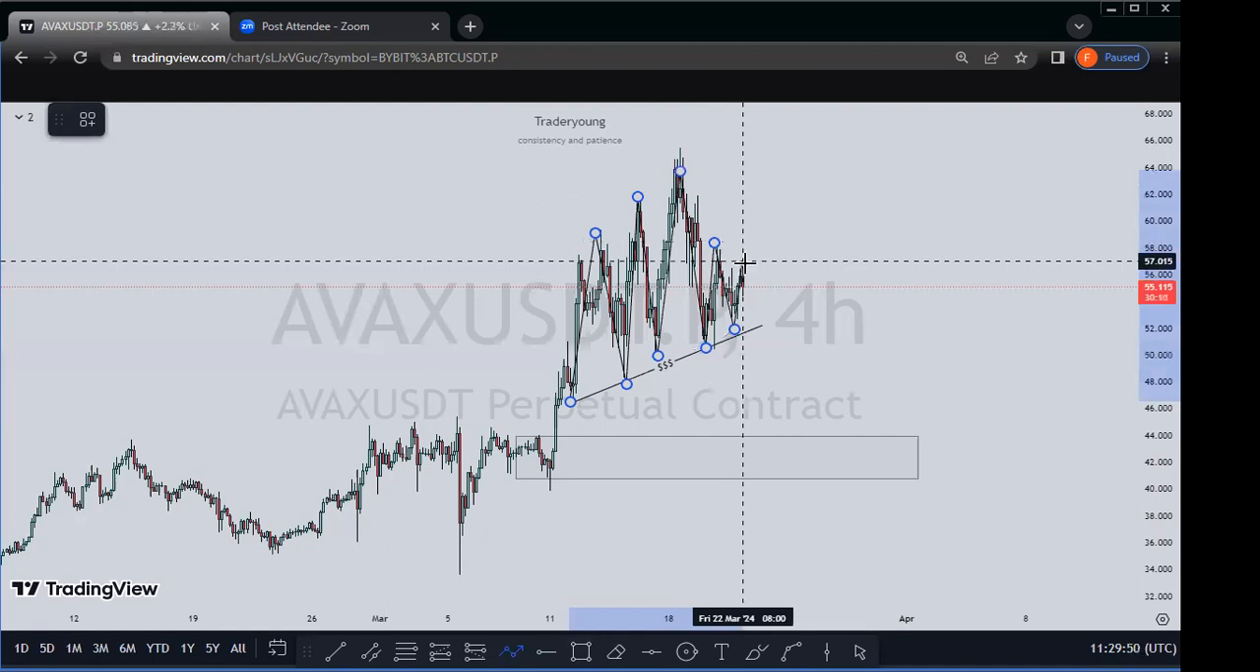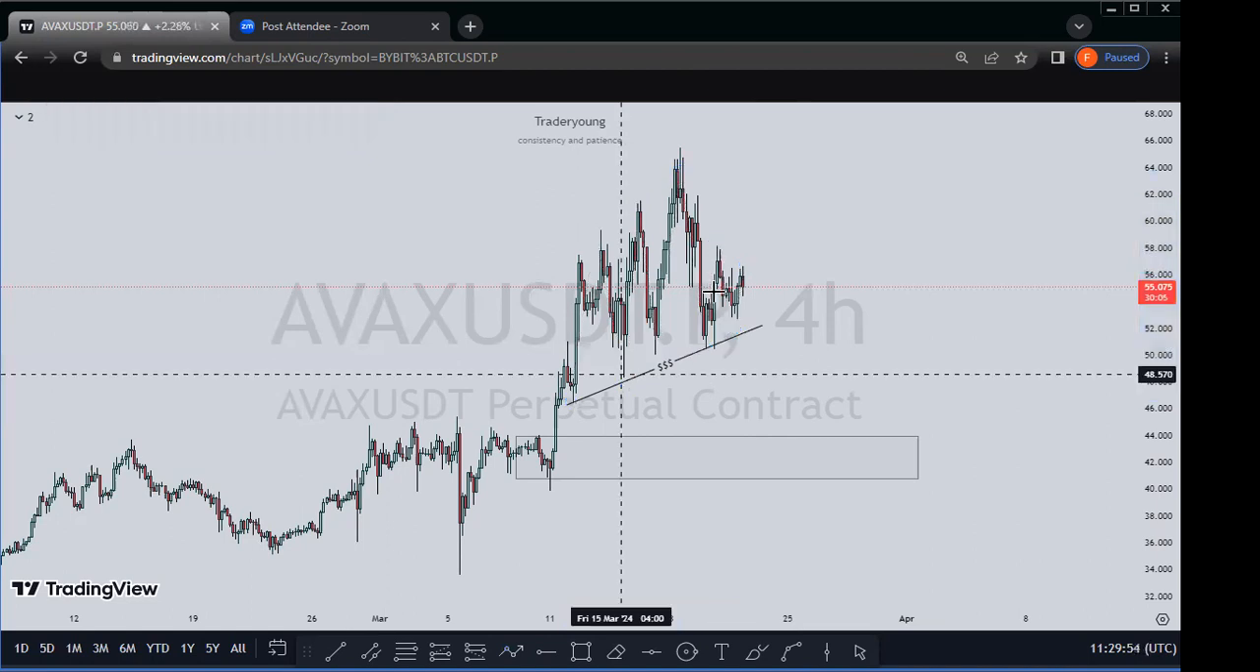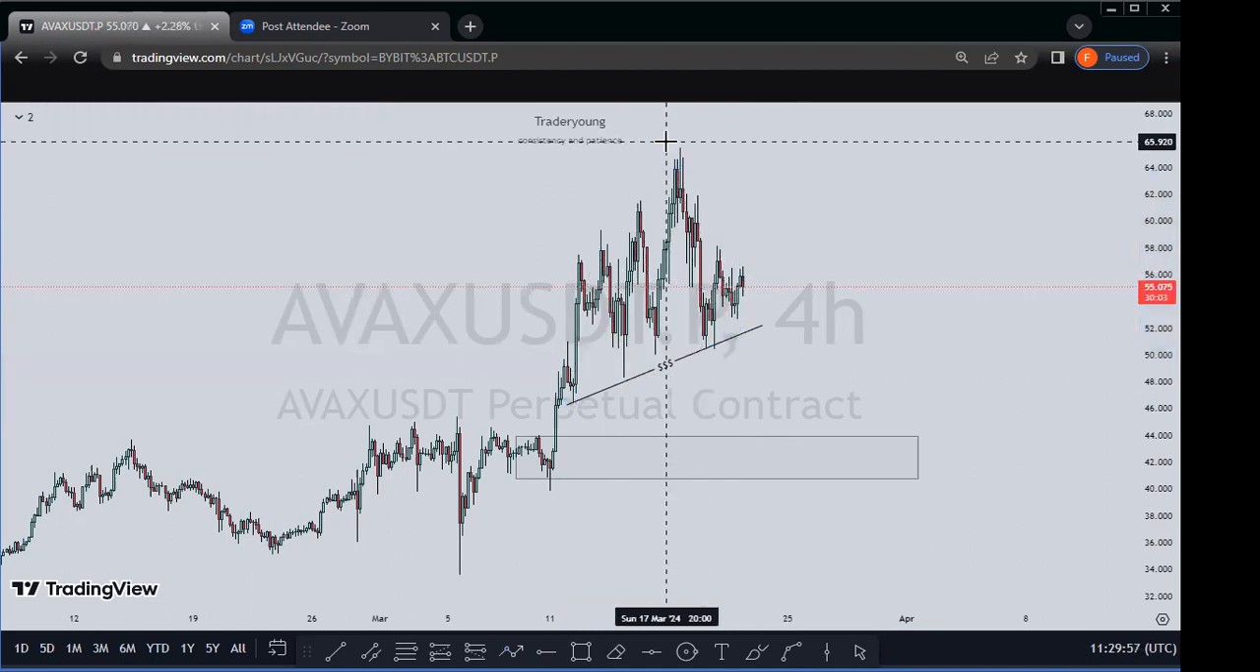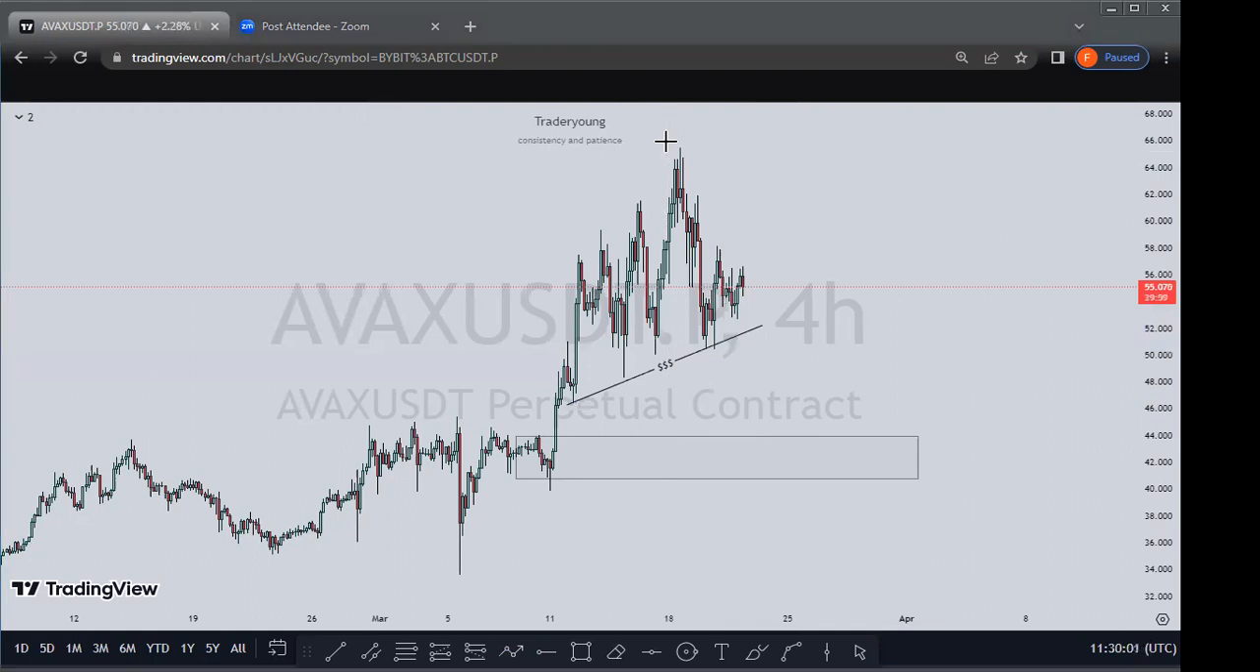So I went and I was looking for opportunities to sell. This is counter trading. Like I said, it's a counter trade. So I was looking for opportunity to sell.